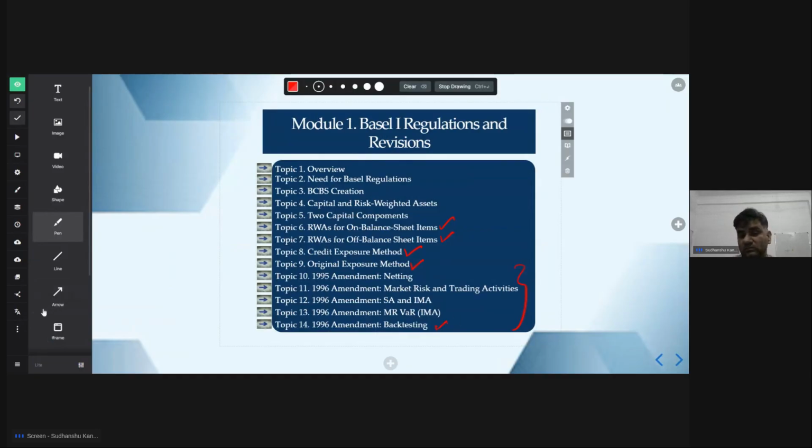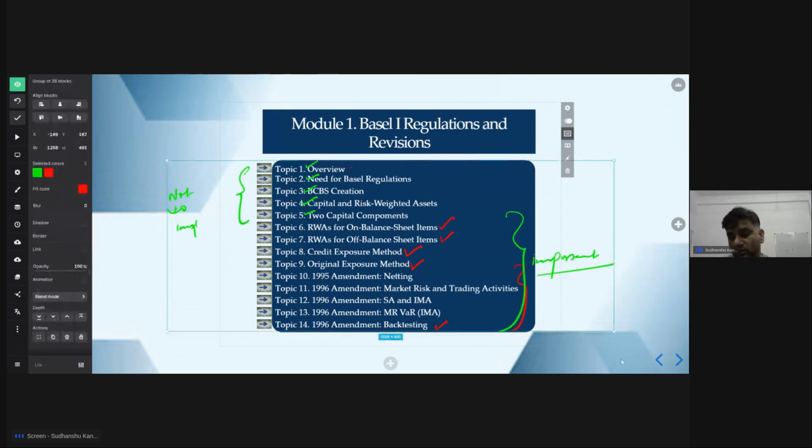This is the initial part, your overview. You need an overview of BCBS, capital, risk weights, two capital components. These are not so important, right? Not so important. These are important, right? Okay, keep that in mind. So this is what is important here. Then you can see the numericals, etc.